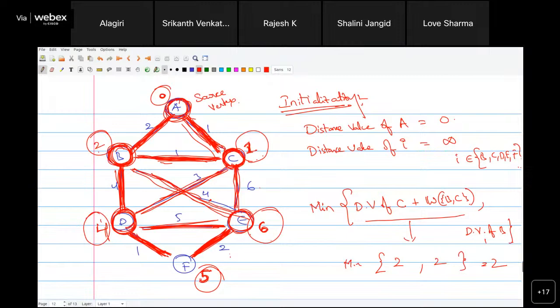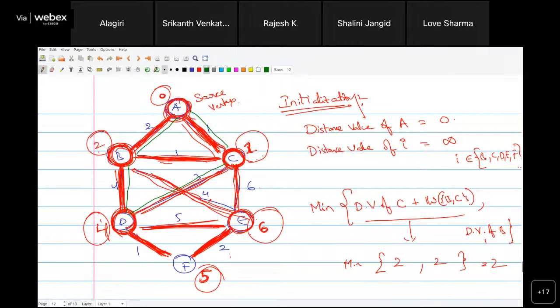And for D, you check. A to C and C to D is the shortest path in terms of edge weights. Even though you have a path with two edges, A to B and B to D, that is not the shortest path in terms of edge weight. That weight will be 2 plus 4, which is 6, so that is not the shortest. So A to C, C to D is the shortest.